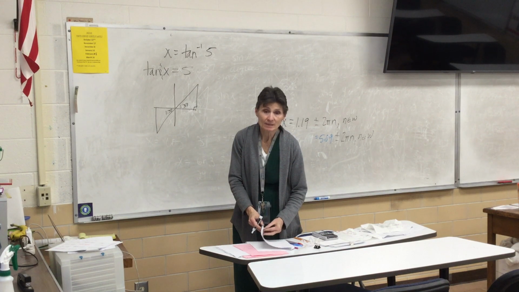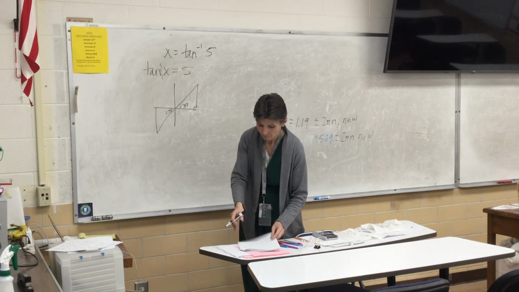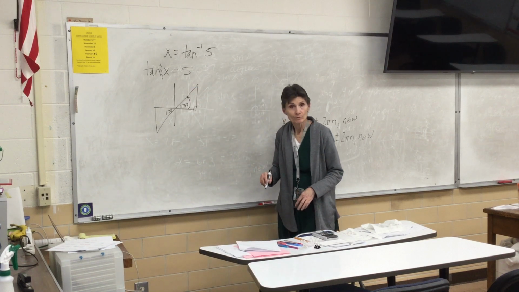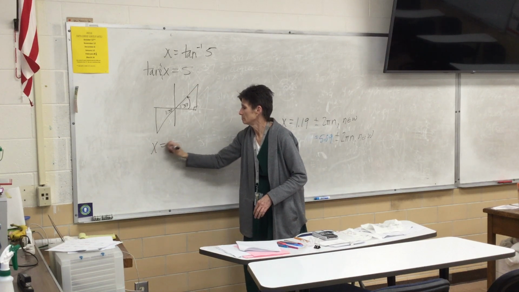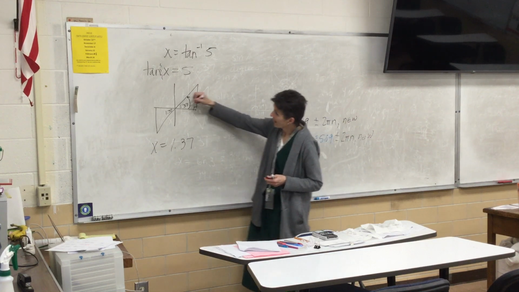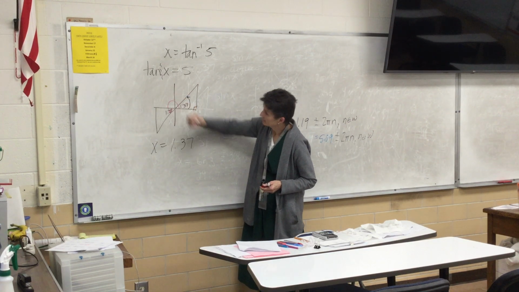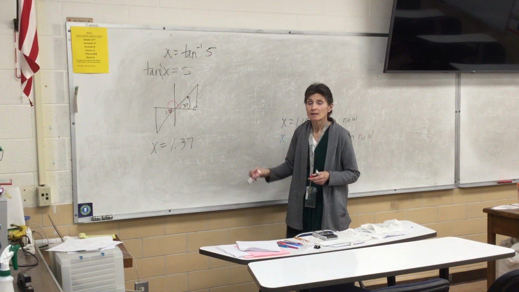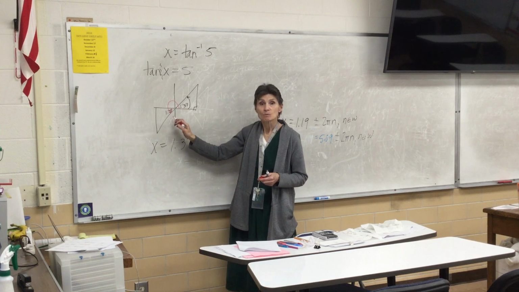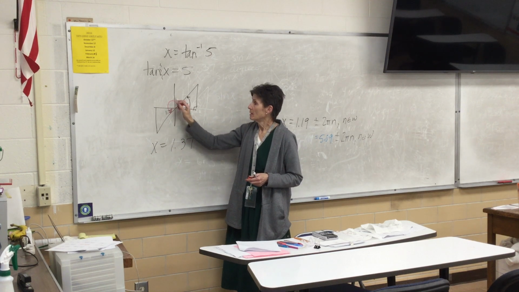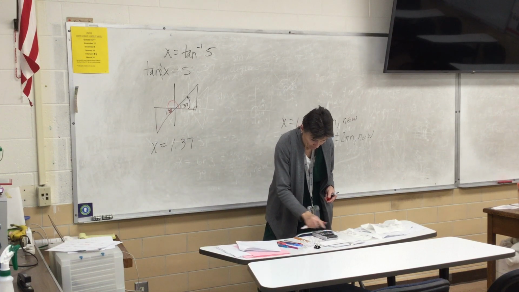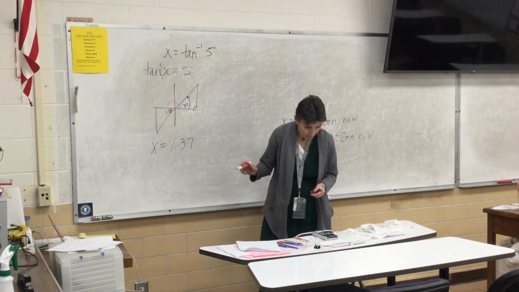So what are my answers? Well, this one is 1.37. What's the red one going to be? Okay, we've talked about this. The red one is going to be pi plus 1.37. Halfway around is pi plus another 1.37. 4.51.